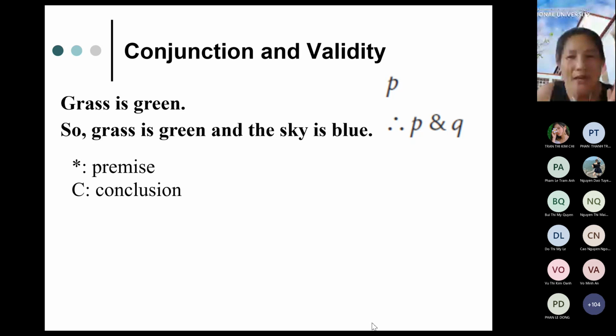Hold on. Again, I'm asking, what does P mean? What does Q mean here? P is grass is green. Q? I don't see any Q here, but the Q is here. The Q is here. The Q is here. I suppose the sky is blue. Yeah, not suppose. It must be correct.